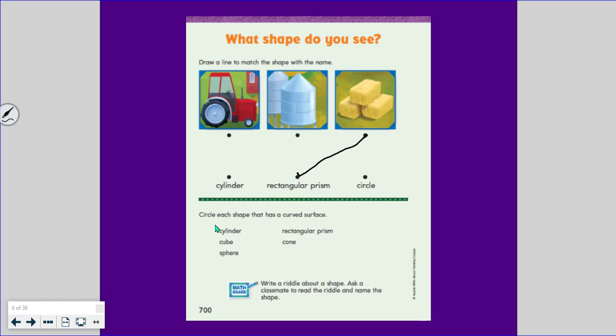Down here it says circle each shape that has a curved surface. So do cylinders have a curved surface? How about cubes? Do spheres have a curved surface? Or rectangular prisms? Or cones? Circle the ones that have a curved surface. Let's go to the next page.